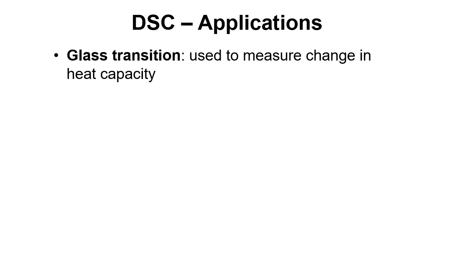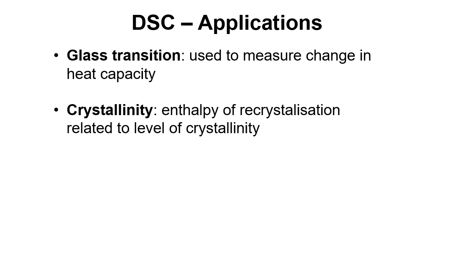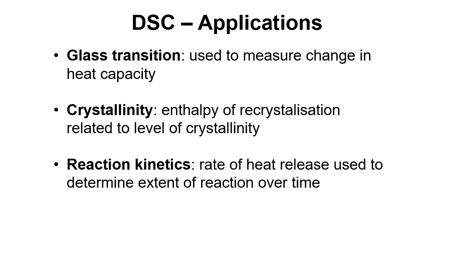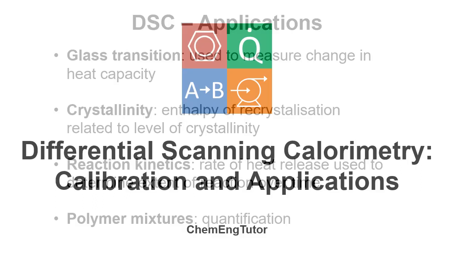Applications: we can look at things like glass transition to measure the change in heat capacity. Crystallinity: we can look at the enthalpy of recrystallization related to crystallinity of polymers and other materials. Reaction kinetics: we can look at the rate of heat release used to determine the extent of a reaction over time. And then we can also quantify polymer mixtures, and there'll be a follow-up video that looks at polymer mixtures and how to quantify them in a bit more detail.